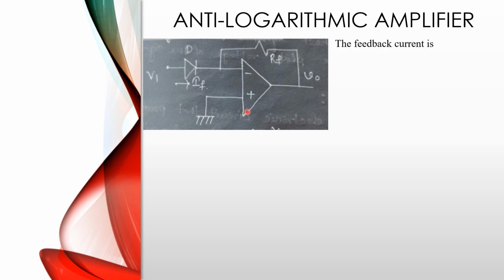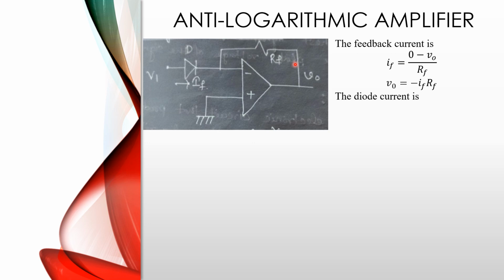That means the feedback current is IF, right? So IF equal to, in this point, this is the virtual ground point, this value is 0. So 0 minus V0, that means the potential difference between these 2 points, that is 0 minus V0 divided by RF. So this is the feedback current, that is IF equal to 0 minus V0 divided by RF. That is equal to V0 equal to minus IF RF.